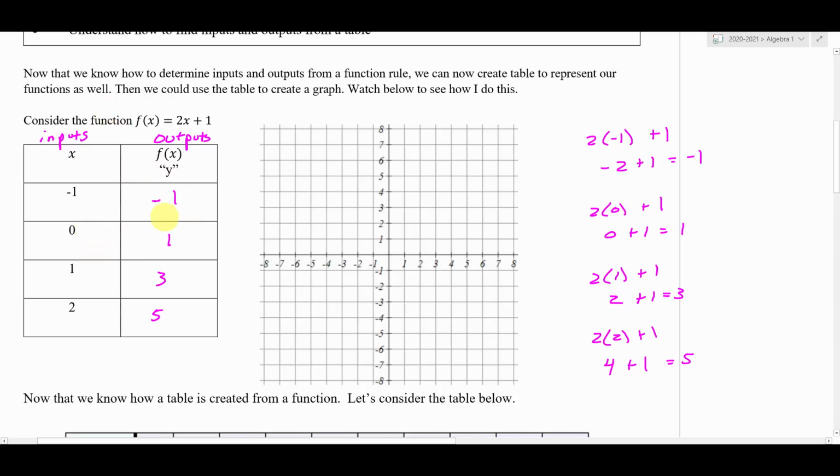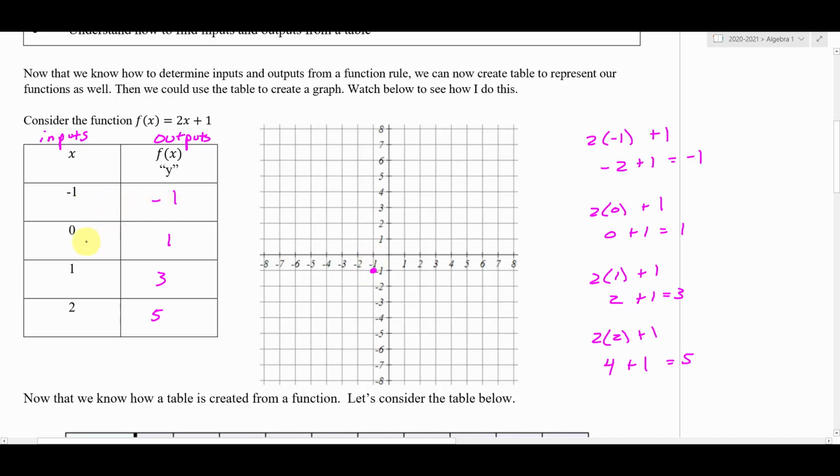So now let's take this table and turn it into a graph. All right. So you might recall back in 8th grade, we had graphed points before. So we have x comma y. If I wanted to plot a point here, I'm going to go to -1, -1, right? So that means I'm going to go left 1, down 1, and plot a point. And this point represents this set of inputs and outputs.